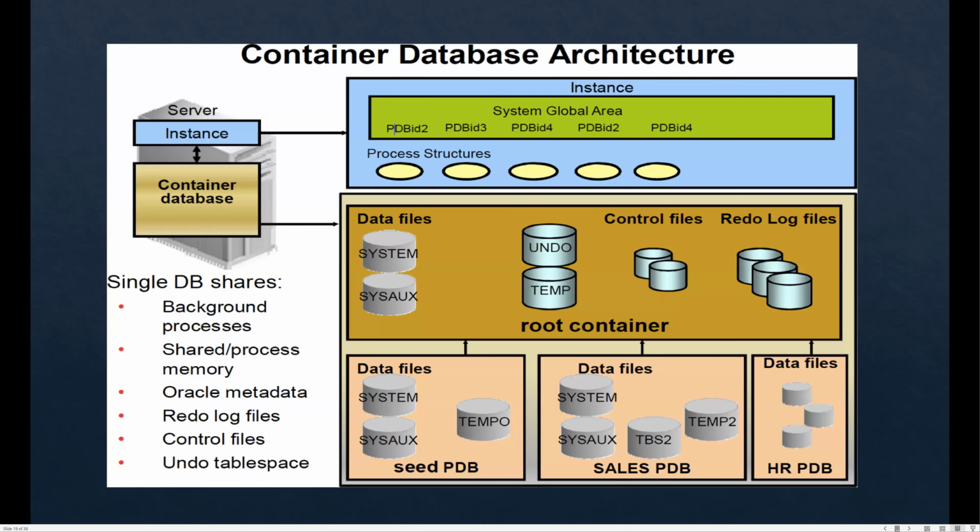This is a high level diagram for a container based database where we have multiple pluggable databases. All the multiple pluggable databases will be sharing the same system global area. Along with this, we have background processes. Coming back to the physical structure, meaning the data files, we have the root container. The root container will have SYSTEM, SYSAUX, UNDO and TEMP. All these default tablespaces will be part of the root container.